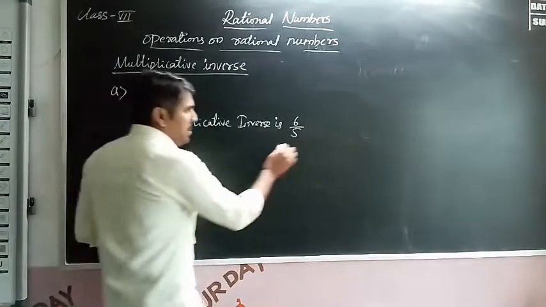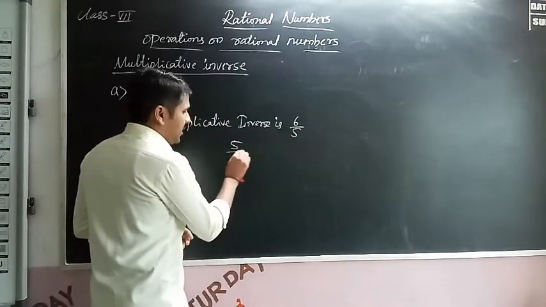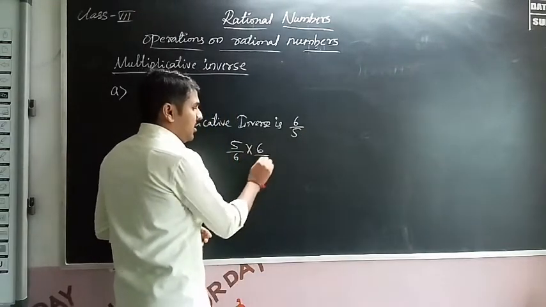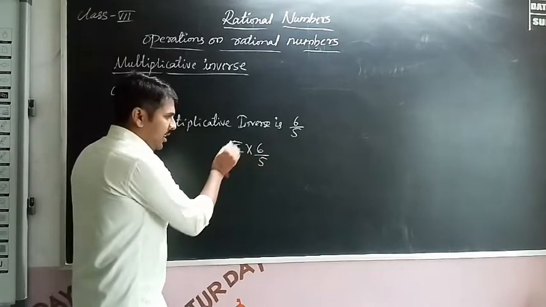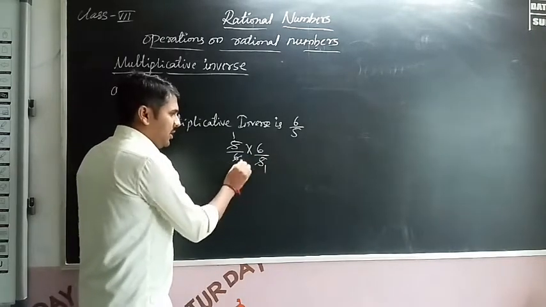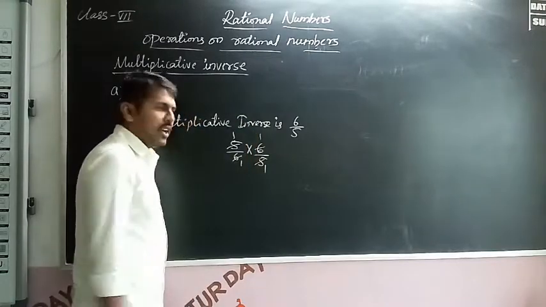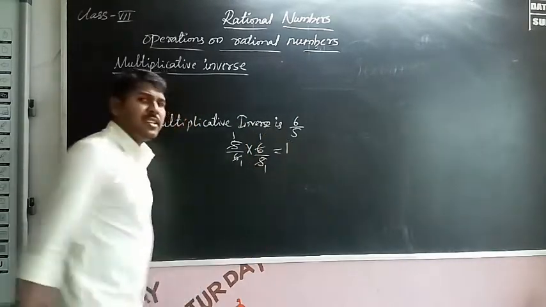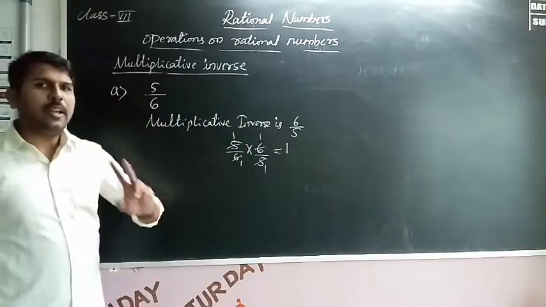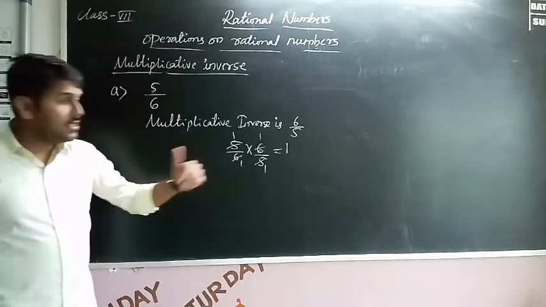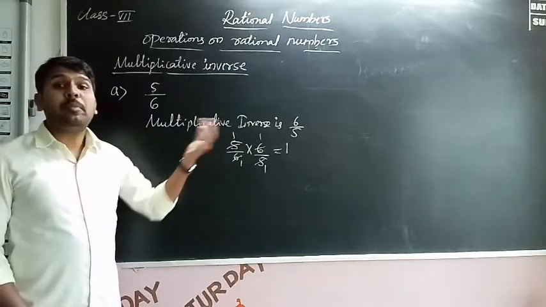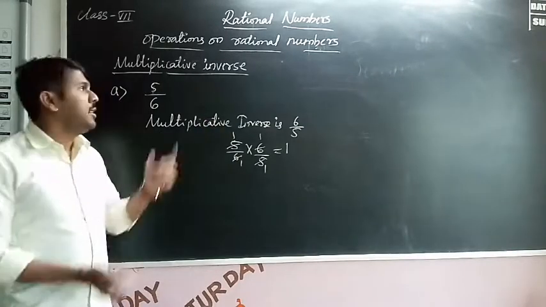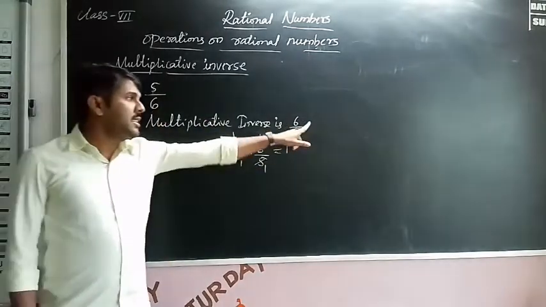So why is it 6 by 5? If you multiply 5 by 6 into 6 by 5, multiply, otherwise cancel it here. 5 ones are 5, 6 ones are 6. What will be the answer? 1 by 1 means 1 only. If you multiply any two rational numbers and the answer is 1, that means those two rational numbers are multiplicative inverses of each other. So here 5 by 6 is there, and 6 by 5.